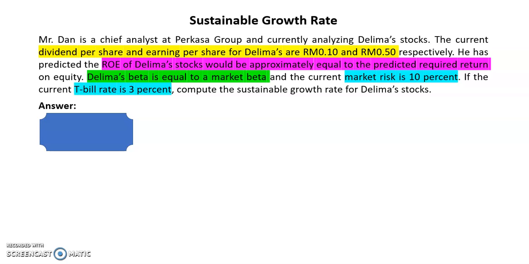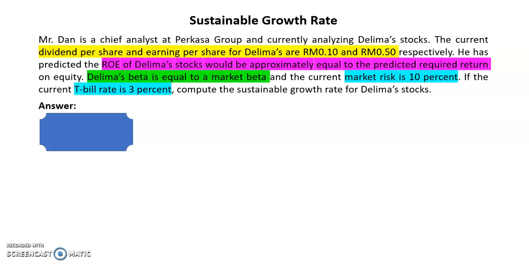Okay, in sustainable growth rate, there are a few important things that you need to focus on. First, what is the formula for sustainable growth rate? The formula is G equal to B times ROE. ROE over here, if you remember during our session in class, I explained that ROE could be counted using a normal formula, or we can determine ROE equal to the required rate of return.